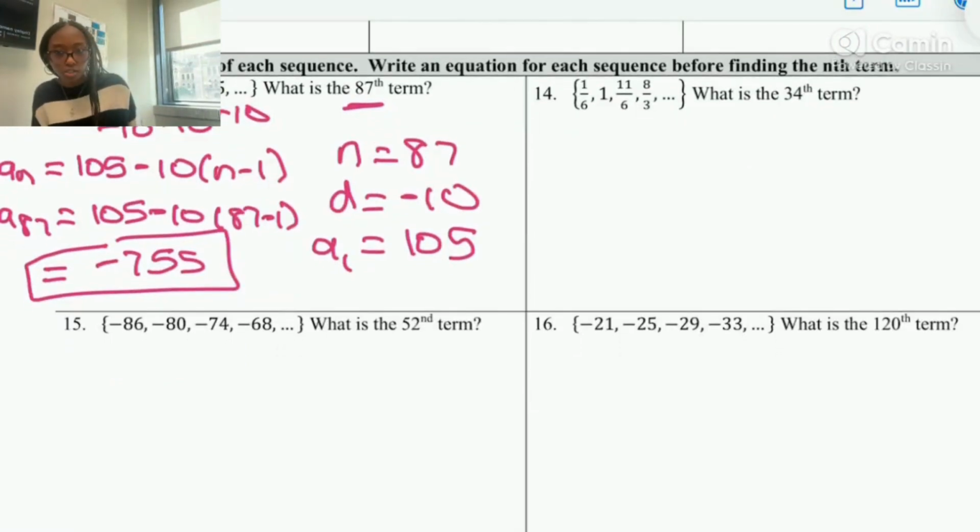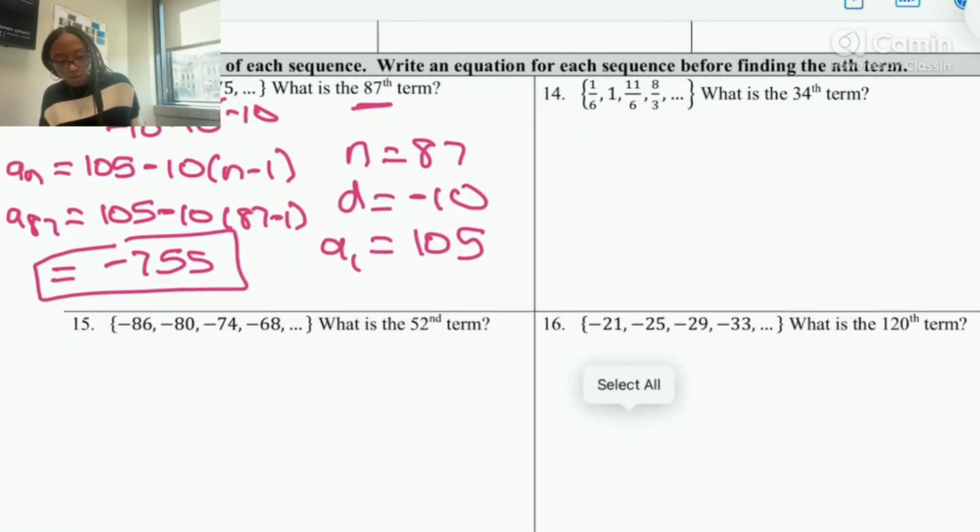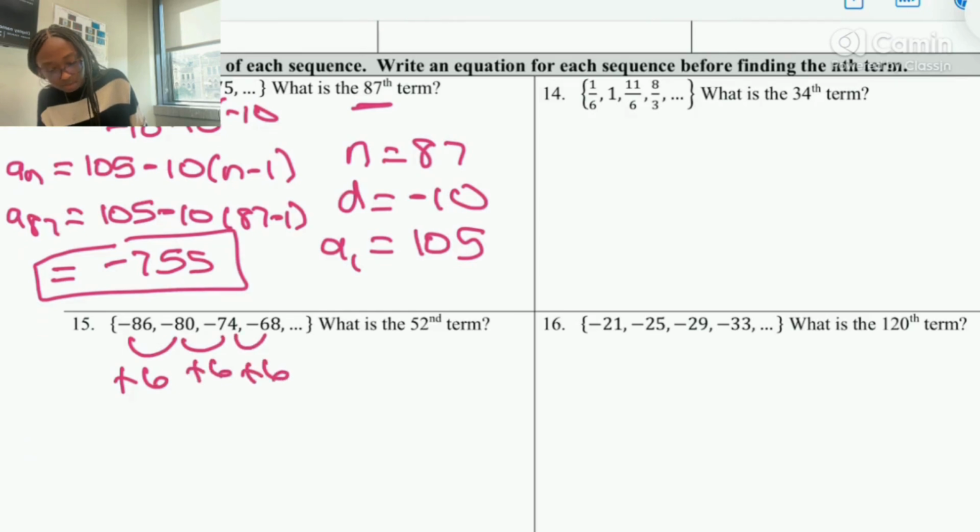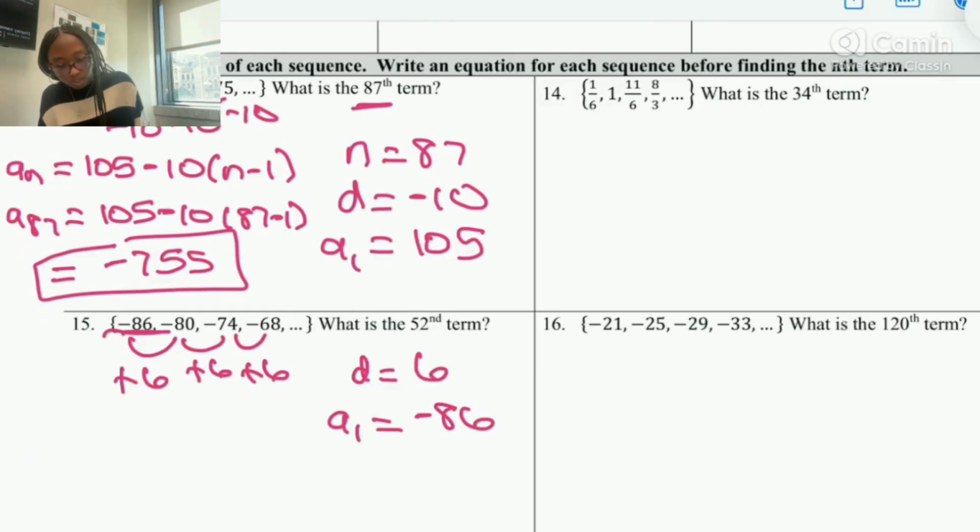We are going to continue on to number 15. So we are looking and we see that we are increasing by 6 each time. So plus 6, and plus 6. Our common difference is going to be positive 6. We know that A1 equals negative 86. That's our first term. And we are trying to find the 52nd term. So we know n equals 52.